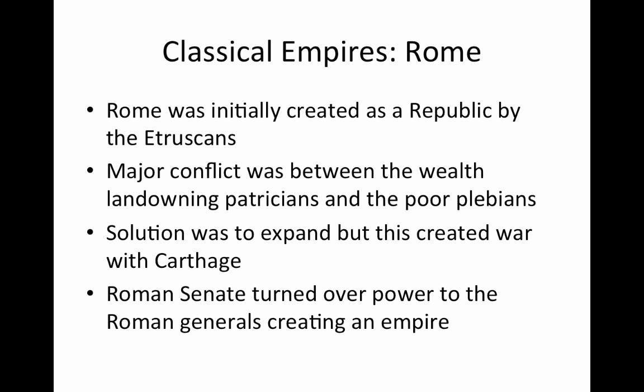Carthage and Rome ended up getting into 3 wars called the Punic Wars, and at the very end of it, Carthage was defeated. But in order to defeat them, the Roman Senate had to turn over power to the Roman generals. And as the Roman generals took more and more power, they ended up creating a massive land-based empire.